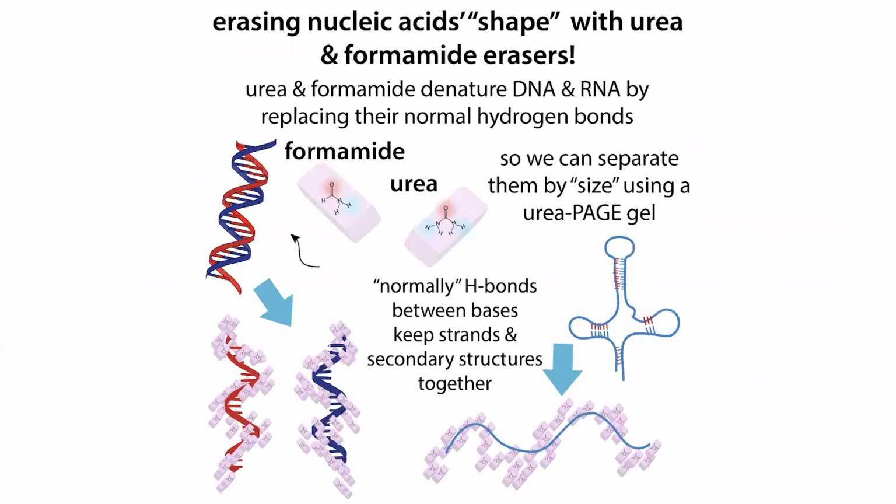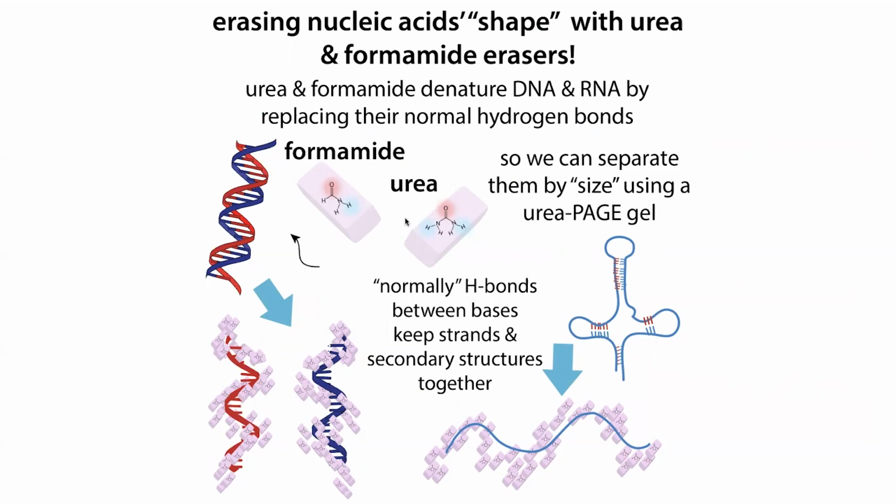And so formamide and urea are able to take the place of the normal hydrogen bonding that's occurring between these molecules. So hydrogen bonding is this type of attraction that happens. That's the reason why DNA stays double-stranded. Those bases pairing, that's through hydrogen bonding. As well as you can have hydrogen bonding between bases in an RNA strand that's folded up on itself.